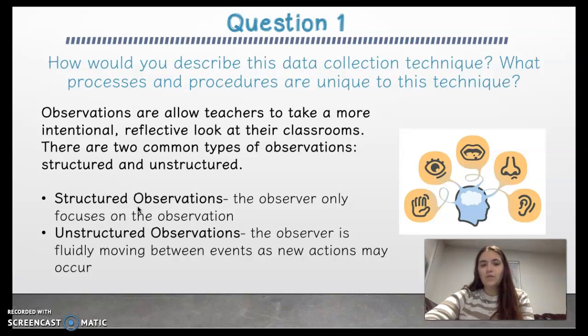So when we're conducting observations, these fall under structured and unstructured observations. When it's structured, the observer only focuses on the observation. So you're sitting, you are writing notes the whole time, you're focused on watching a group or a specific student. And unstructured observations are when the observer is fluently moving between events as new actions occur. If you're looking for desired behaviors, you might gravitate towards students who are displaying those behaviors in order to collect data on them. And I find the opportunities to observe very impactful.